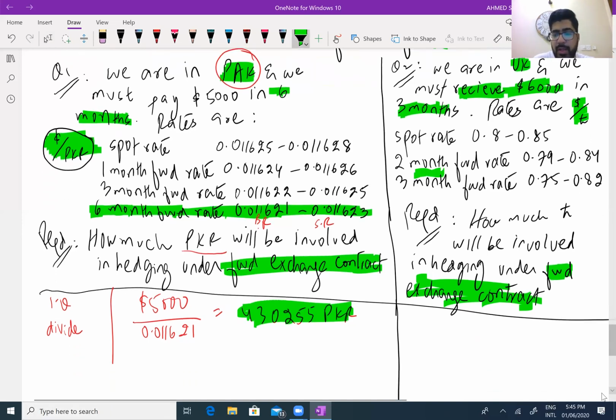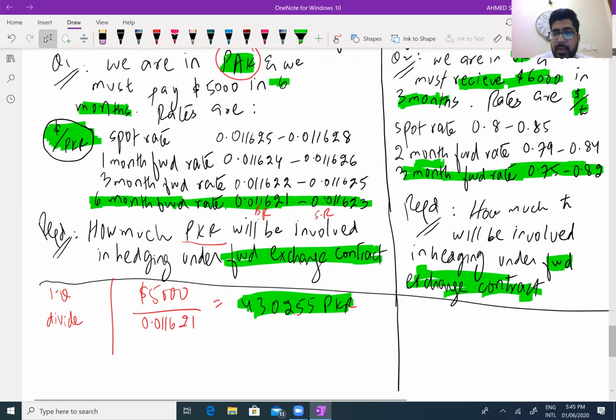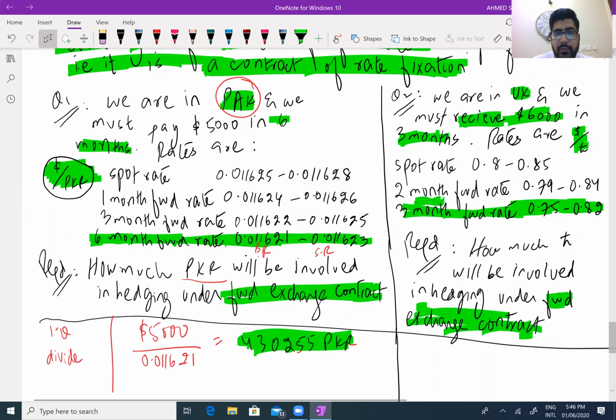There's no need to highlight any other row, only the 3-month row. Step 1, yes. If I'm going to pay after 3 months, I will only highlight the 3-month row. Okay.